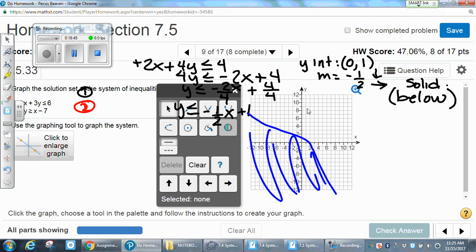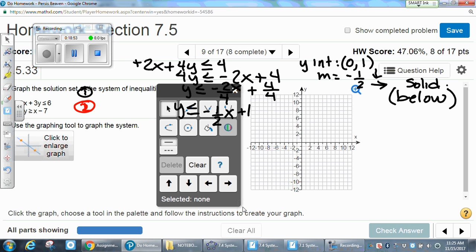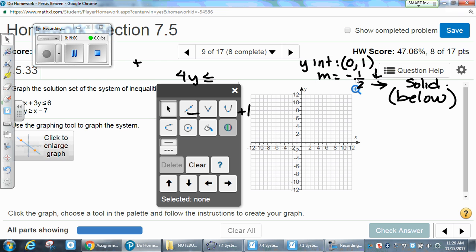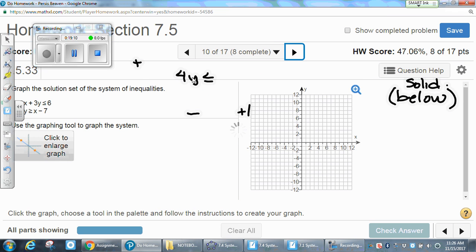Now, if you still have trouble visualizing where the two colored regions intersect, you could graph it on Desmos and see it there. Or use a calculator to check your work. Okay, so I'm going to move on to the next one.